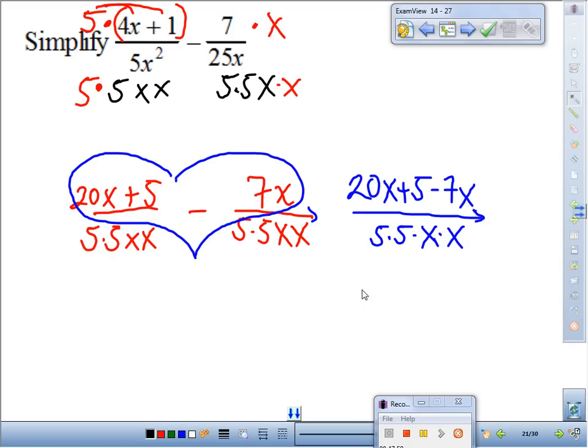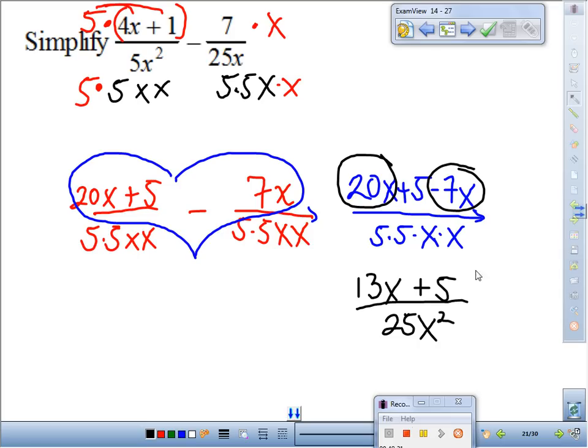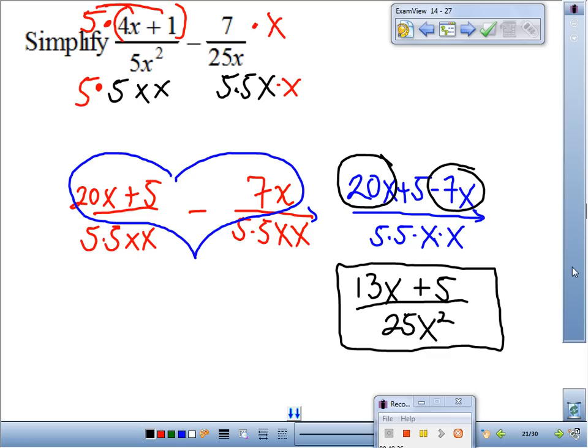This is 20x minus 7x. That's 13x plus 5 because I combined this one with this one. Can I factor anything out here? No, there's no GCF. That means I'm going to multiply these up, so I end up with 25x squared. Since I cannot cancel out any giant ones, I am done. Remember, for these at the end, sometimes we could factor out a GCF. And if we did, then it would cancel something from the denominator, but in this case, we don't have any GCF.